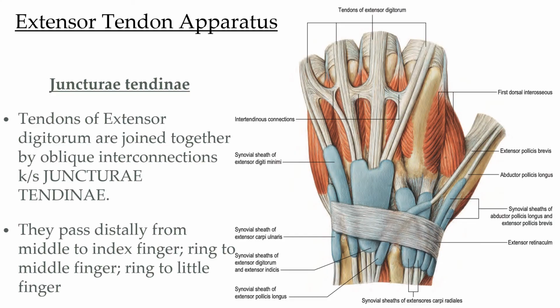Extensor tendon apparatus are of two types. One is dorsal digital expansion and the other one is juncturae tendinum. In the illustration on your screen, you can see the dorsal aspect of the hand. Here you can see these four tendinous slips. These are the slips of extensor digitorum.